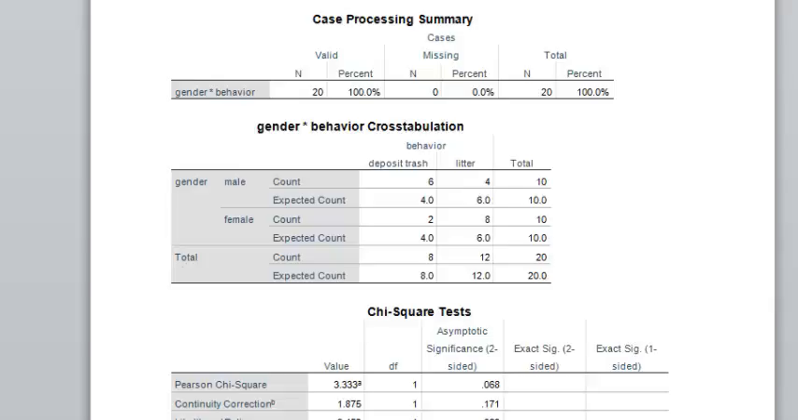If you look on page 4, I ran a similar study using gender and behavior, that is, those that littered and those who deposited the trash in the trash can. Now, I did not use as many subjects as he used. I only used 10 men and 10 women. You can see in this first box the number 20 shows how many subjects were used.